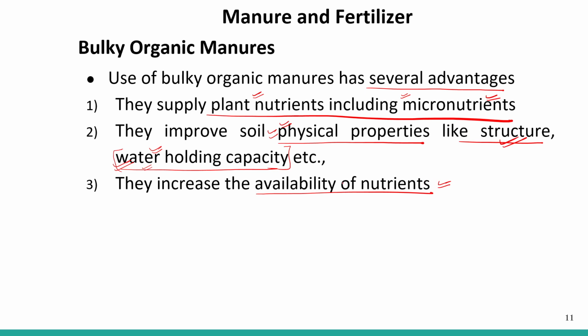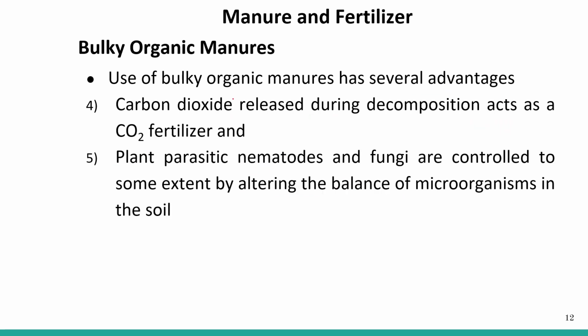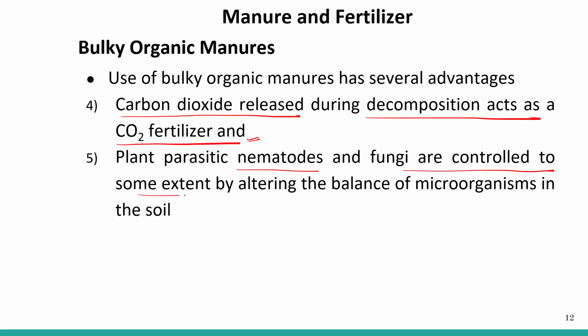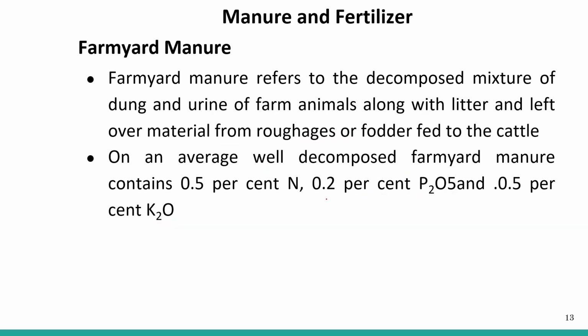So this is some of the importance of bulky organic manures. They can also be used because the carbon dioxide released during the decomposition acts as a CO2 fertilizer. Okay, plant parasitic nematodes and fungi are controlled to some extent by altering the balance of microorganisms in the soil. So this is also one of the important advantages of it.